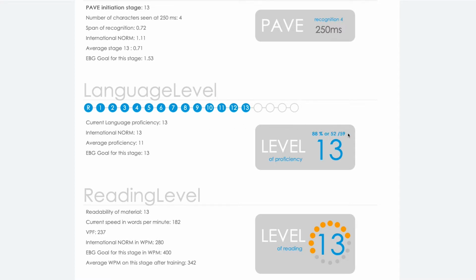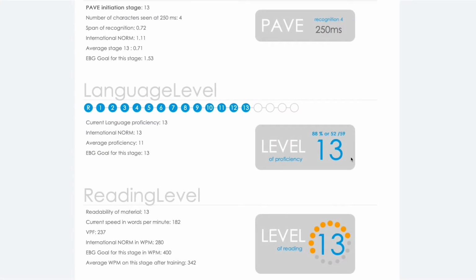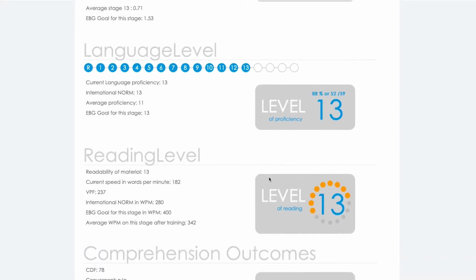This student achieved 52 of the 59 questions correct, and the average proficiency on the system is usually on stage 11, but this student achieved stage 13, which was expected of him. Now, the reading and comprehension outcomes are what we always think is the first thing we should look at, but in iBrain Gym, after we've done the Achieve, we've done the language, based on those two outcomes, we will now look at the reading level and comprehension.